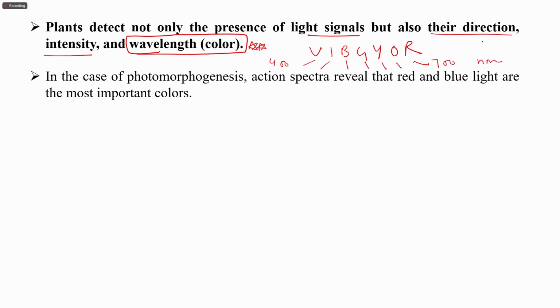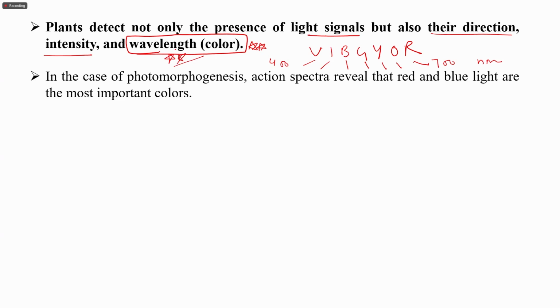This wavelength also affects the growth of the plant. The presence of light is not enough; what kind of wavelength it is receiving, the intensity of the light, the duration of the light, and the direction of the light also matter for plant growth and development. Therefore, the wavelength of the light is also very important.